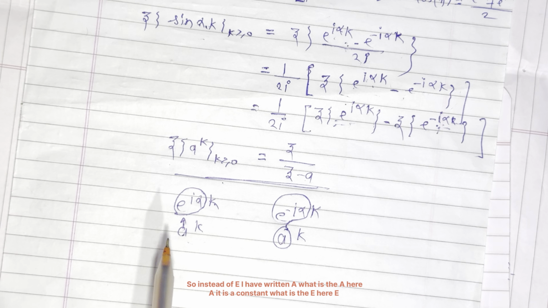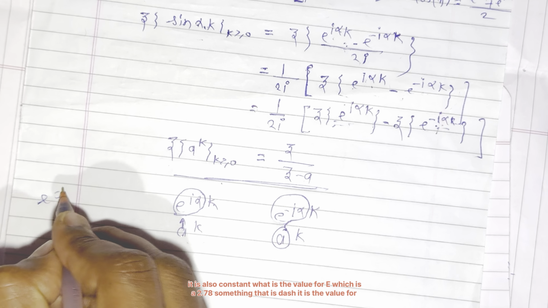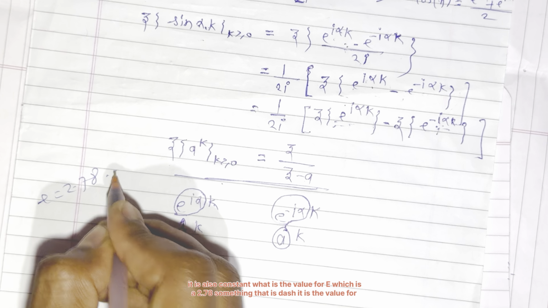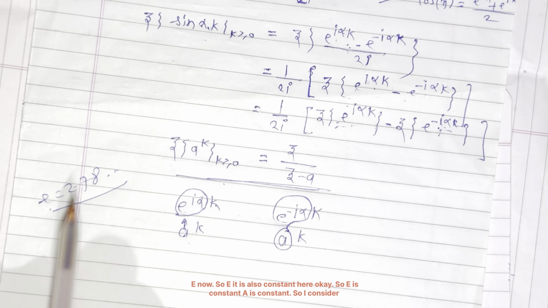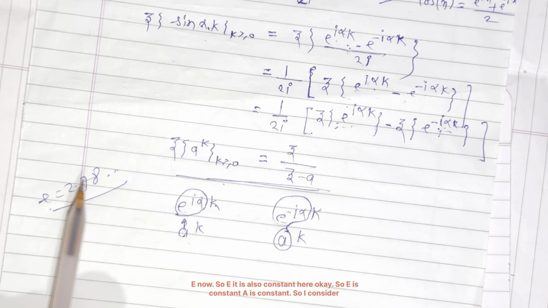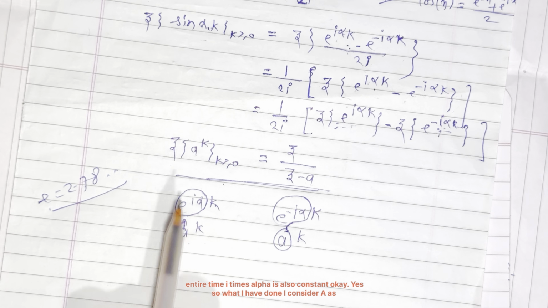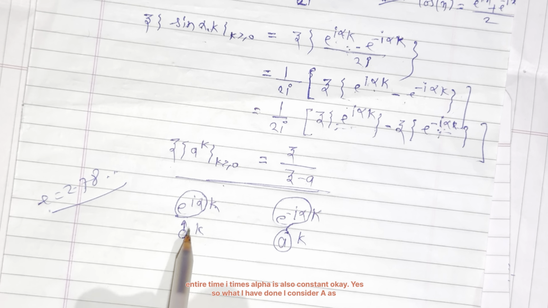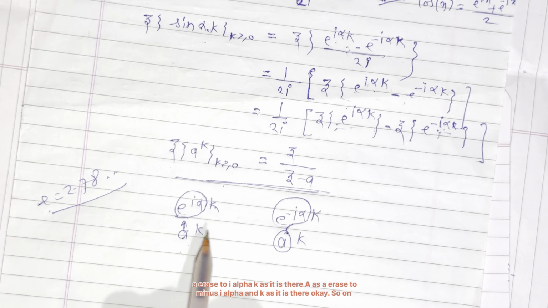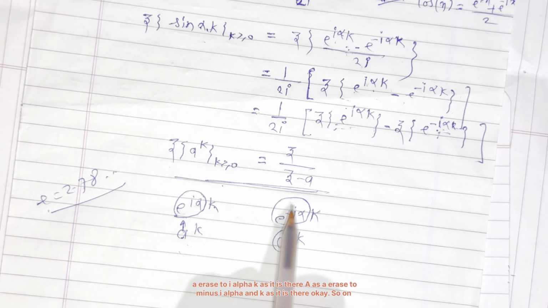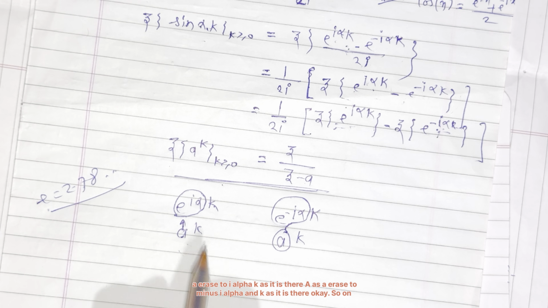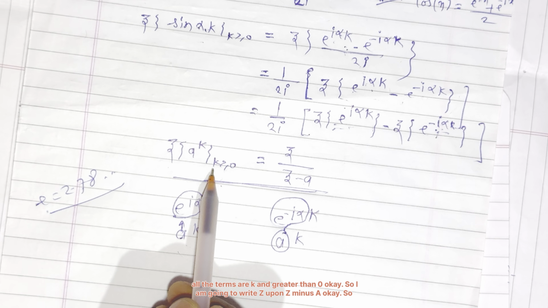What is the a here? It is a constant. What is the e here? It is also a constant. What is the value for e? It is 2.78 something. So e is also a constant here. e is constant, a is constant, so I consider the entire i times alpha also constant. So what I have done is I consider a as e raised to i alpha, with k as it is, and a as e raised to minus i alpha, with k as it is. In all the terms, k is greater than 0.